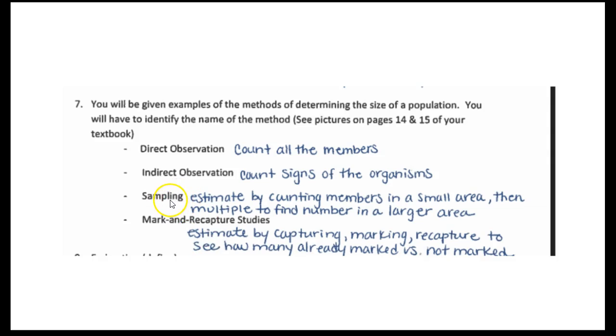Sampling is an estimate by counting members in a small area and then multiplying to find the number in a larger area. That was the example from the previous quiz where if you knew there were 10 trees in a square foot, you could figure out how many trees were in the entire park. Mark and recapture studies are an estimate by capturing, marking, and recapturing to see how many already marked versus non-marked animals there are. This would be like putting little tabs on birds' feet.